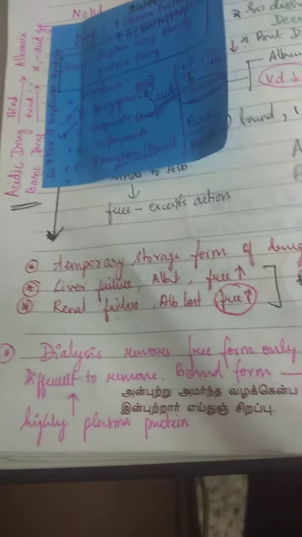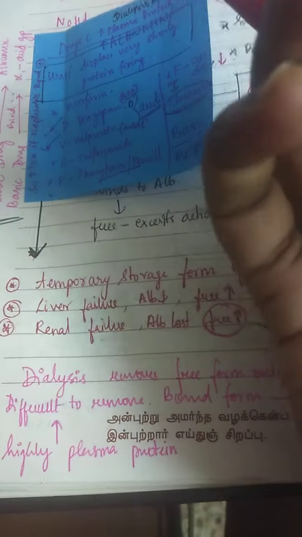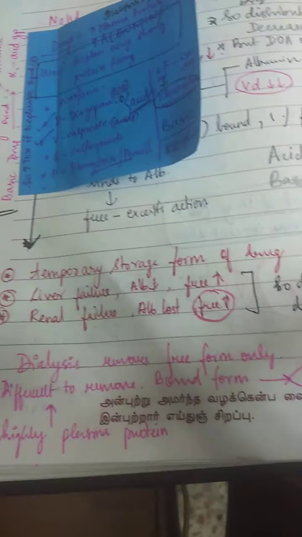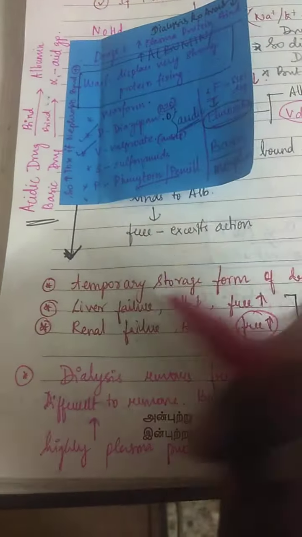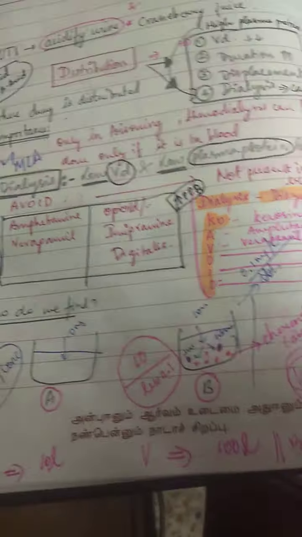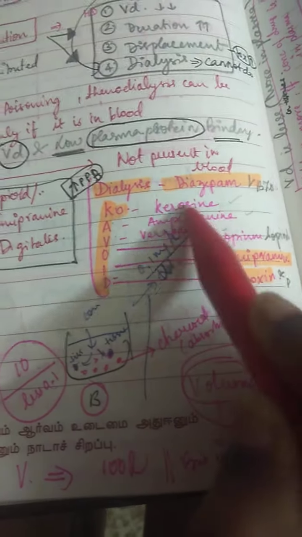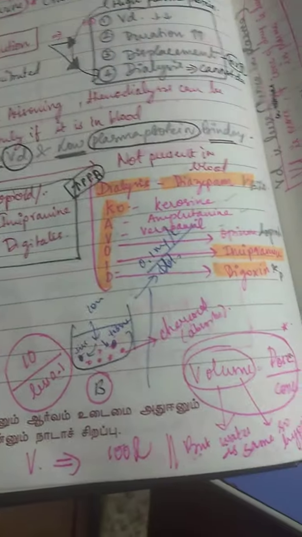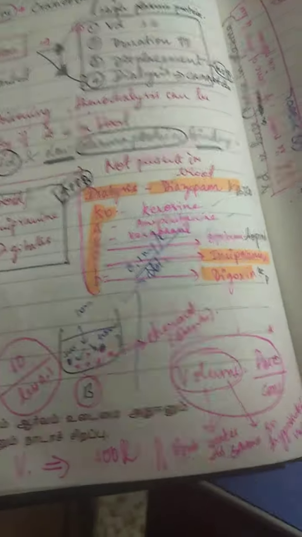So if there is heart failure, liver failure or renal failure, the proteins will be less, so the toxicity of the drug will become more. In one way, volume of distribution also tells us the dose that is required during liver failure and renal failure. Also, if you have high protein binding, then you should not dialyze these drugs, because in dialysis only free drugs are going to be excreted, not the protein bound drugs.